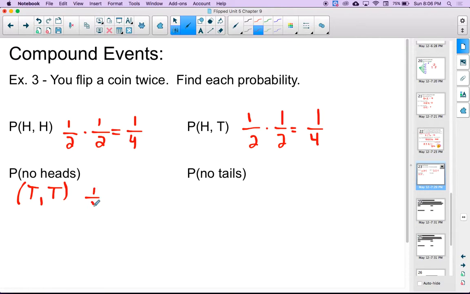Tails on the first flip is 1/2. Probability of tails on the second flip is 1/2. 1 times 1 is 1. 2 times 2 is 4. All right, similar situation for that guy.